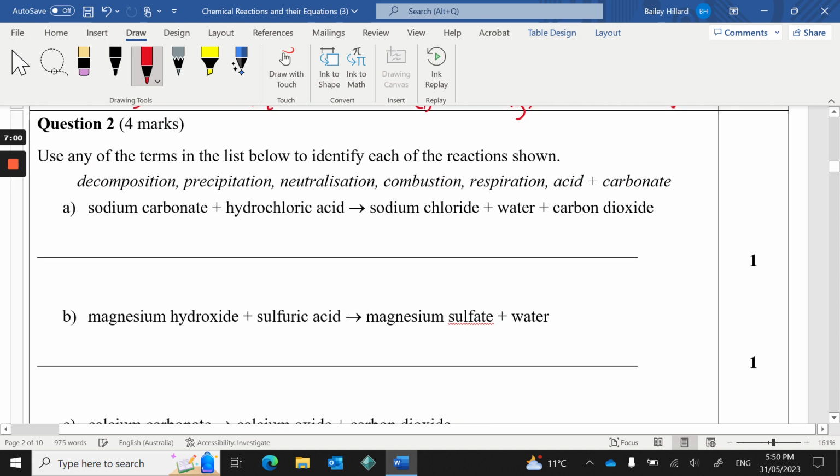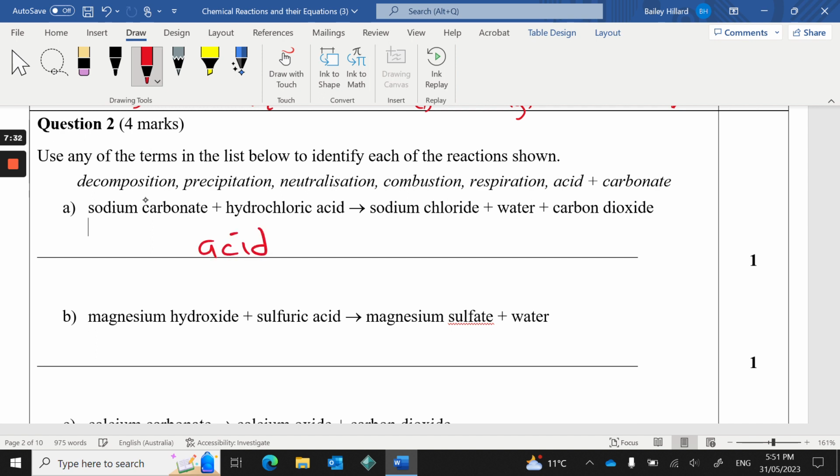Use any of the terms in the list below to identify each of the reactions shown. So sodium carbonate plus hydrochloric acid, carbonate plus acid. Now that should be your first indication that this is an acid-carbonate reaction. But the second thing we should notice is that our products are salt, water, and carbon dioxide. And when I say salt, remember a salt is any ionic bond. So any metal and non-metal that's bonded ionically is going to be our salt. So here we know that this is an acid plus carbonate reaction.